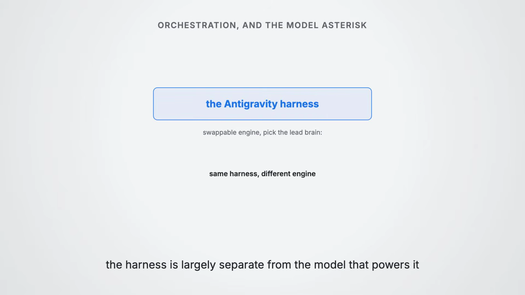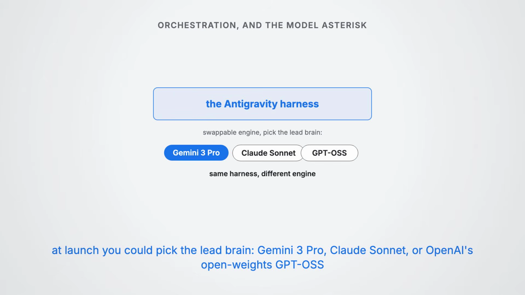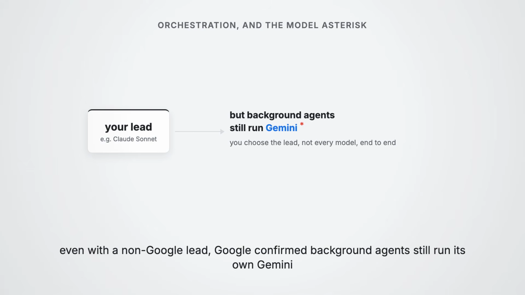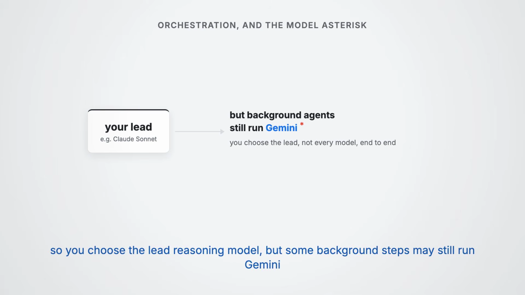Here, the harness is largely separate from the model that powers it. At launch, you could pick the lead brain, Gemini 3 Pro, or Claude Sonnet, or an open weights model from OpenAI called GPT-OSS. Same harness, different engine. But there is an asterisk. Google confirmed that even when you pick a non-Google model as your lead, background agents still run its own Gemini. So you choose the lead reasoning model, but some background steps may still run Gemini. Not, you control every model end to end.